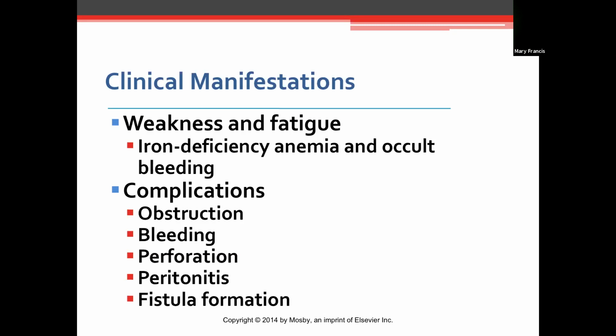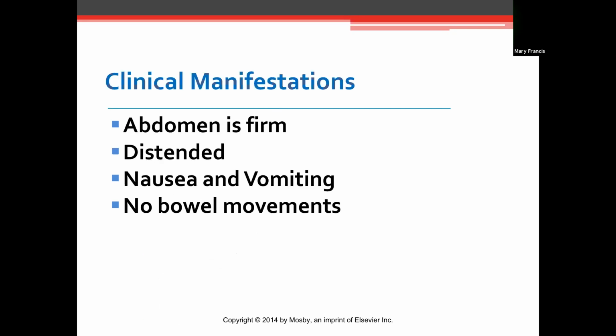Complications that can occur due to colorectal cancer are obstruction, which we're talking about today, because nothing can get through, bleeding, perforation, peritonitis, where the peritoneum becomes inflamed, and fistula formation. A fistula is a communication or an opening between one organ and another. The abdomen is very, very firm and distended. They're having nausea, vomiting, and no bowel movements.